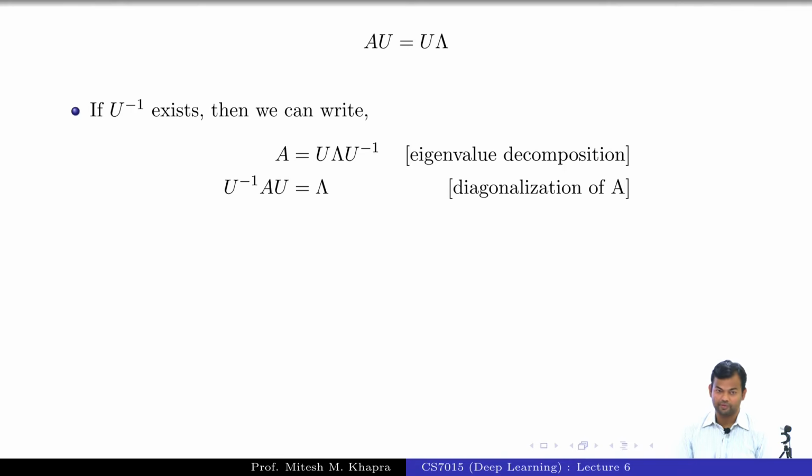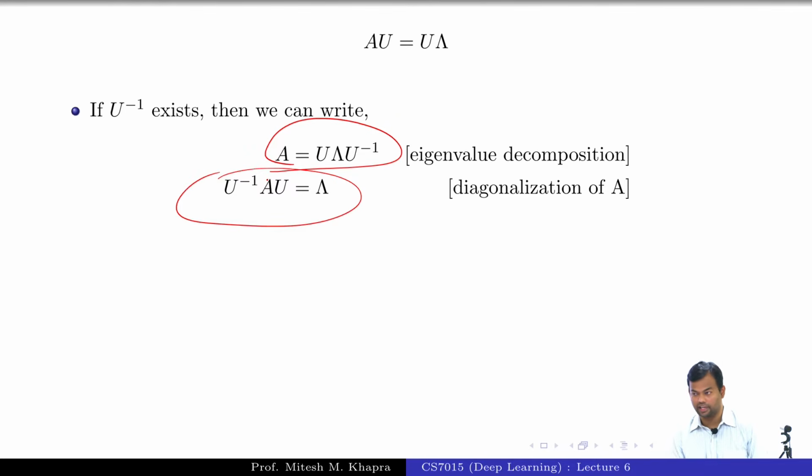Now suppose U inverse exists. I'll assume that U inverse exists, and later on I'll tell you under what conditions it exists. Then I could write it in either of these 2 forms. In one case I am post multiplying by U inverse, in the other case I am pre multiplying by U inverse. So this is known as the eigenvalue decomposition of a matrix, and the other way of writing it is known as diagonalization of the matrix. You take a matrix, apply some operations to it so that the result is a diagonal matrix. Is this clear to all of you? It's very straightforward. And again eigenvectors play an important role in this.